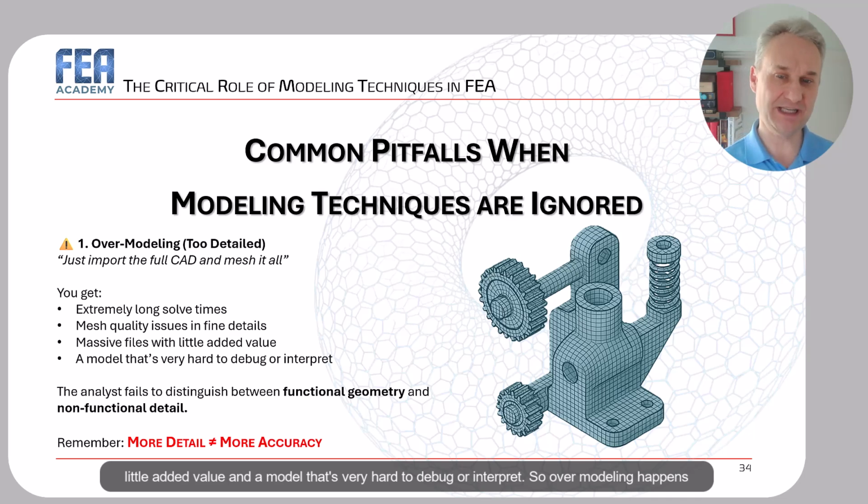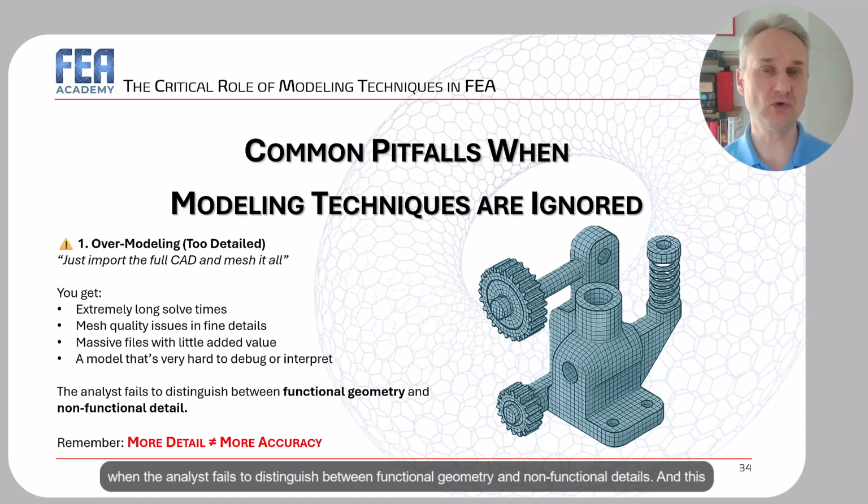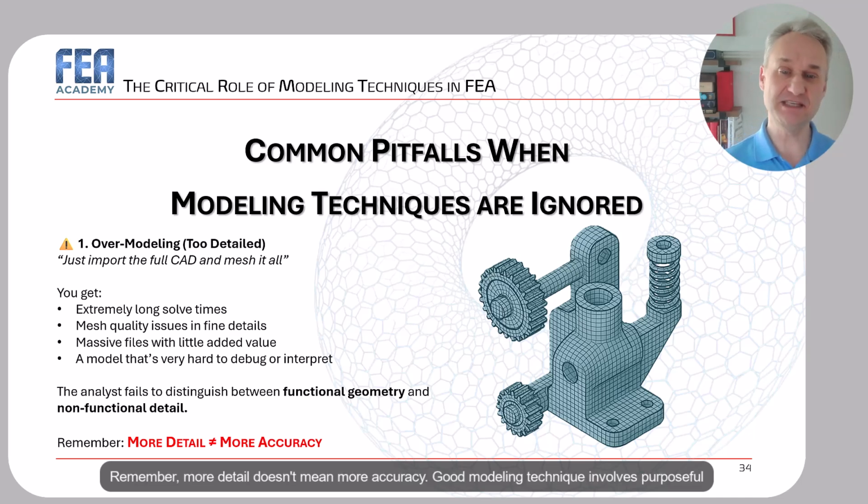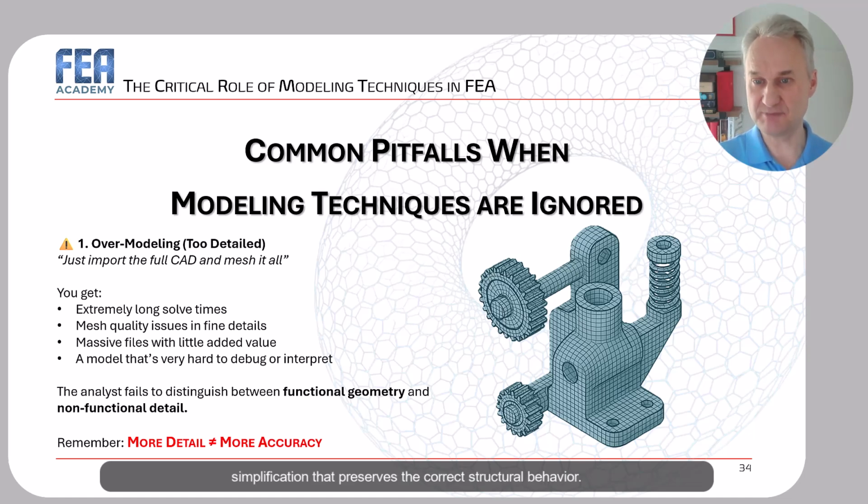So over-modeling happens when the analyst fails to distinguish between functional geometry and non-functional details. And this is not engineering, it's just throwing complexity at the solver. Remember, more details doesn't mean more accuracy. Good modeling technique involves purposeful simplification that preserves the correct structural behavior.